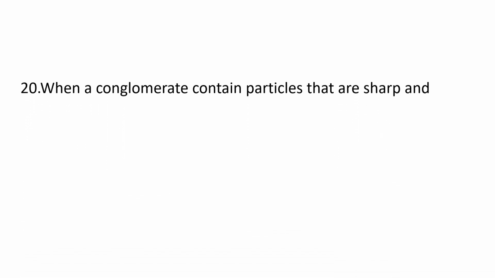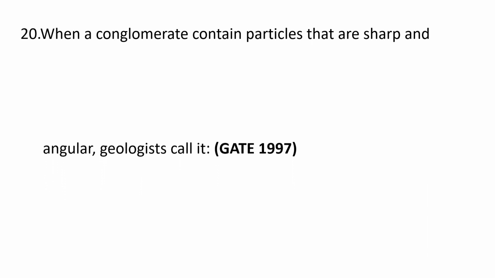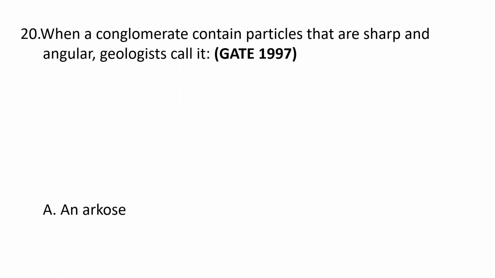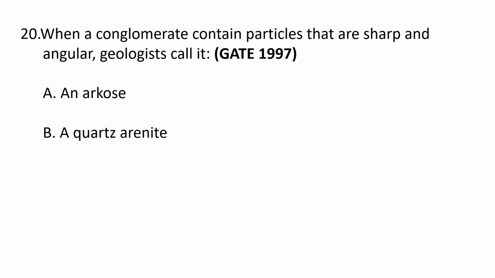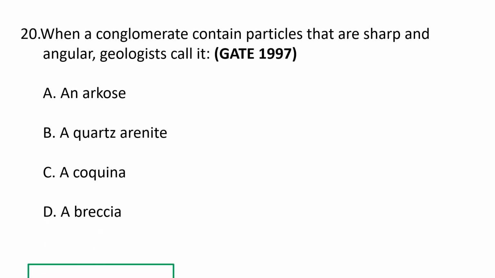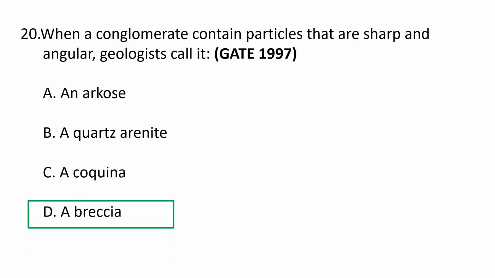Next question. When a conglomerate contains particles that are sharp and angular, geologists call it A. Anarchos, B. Quadrarinae, C. Coquina, and D. Breccia. So the correct option is breccia. It's a clastic rock made up of particles larger than 2 millimeters in diameter, either a conglomerate or breccia. So a conglomerate has rounded clasts while a breccia has angular clasts. Since water transports rapidly around large clasts like breccias, they normally indicate minimal transport. So D, breccia, is the correct answer.